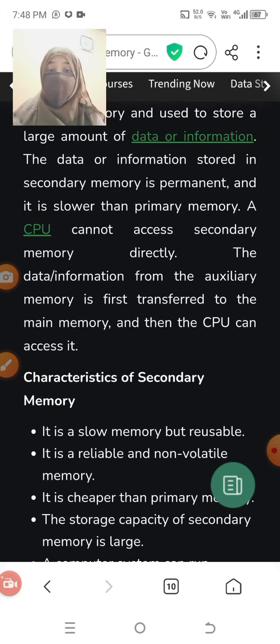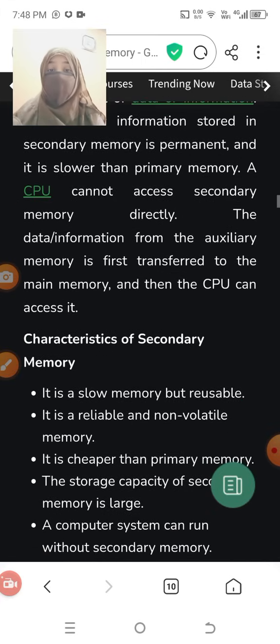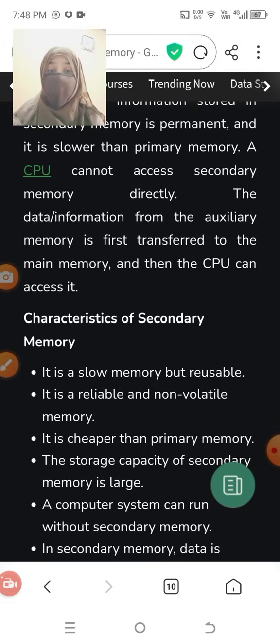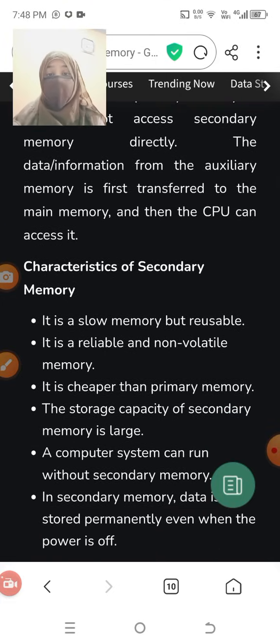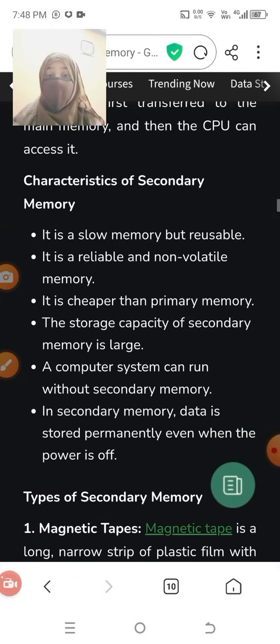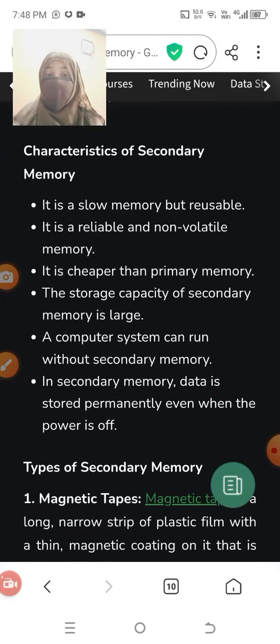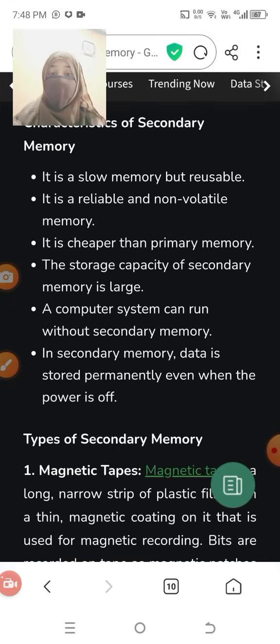A CPU cannot access secondary memory directly. The data information from the auxiliary memory is first transferred to the main memory and then the CPU can access it. The characteristics of secondary memories are: it is slow memory but reusable. It is a reliable and non-volatile memory. It is cheaper than primary memory.